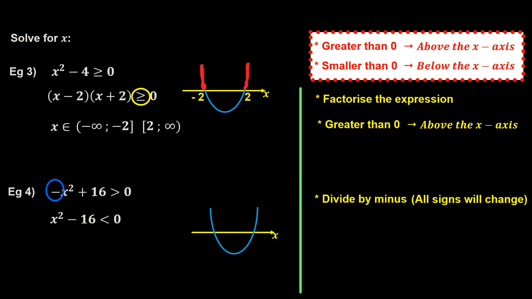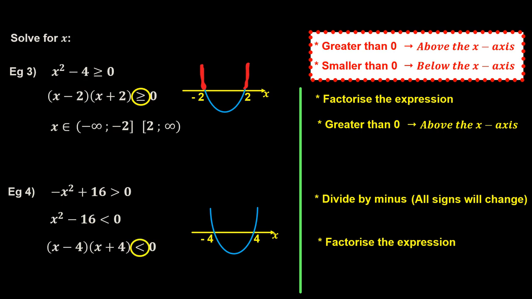So we can use exactly the same method as we did in example 3. What we are concerned with is the two x-intercepts. So we will need to factorize the expression, and we end up with x minus 4, x plus 4 is smaller than 0. So what are those critical values? What are the answers to those two brackets? Well, 4 and minus 4.